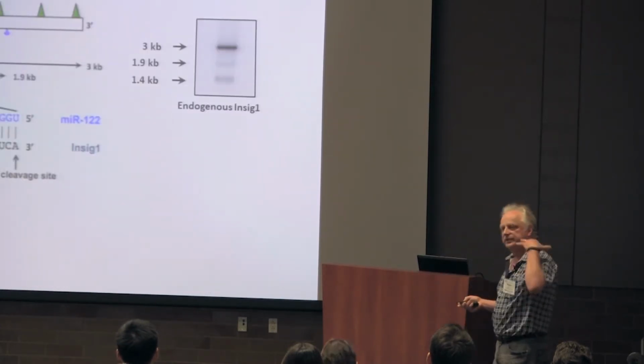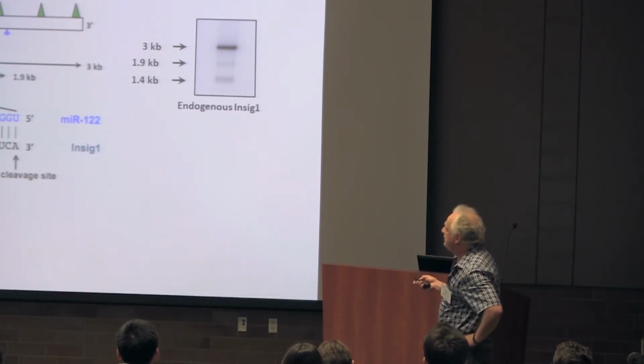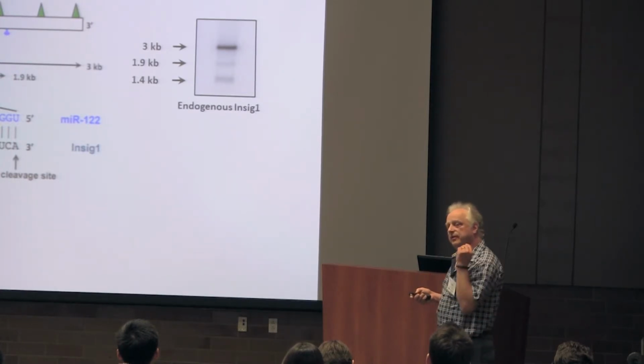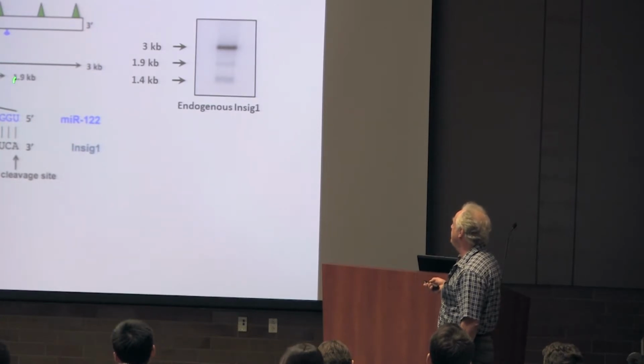I don't want to go through the data, I just want to summarize to you what we found. We found that INSIG1 is made in 3 forms, and the forms only diverged in their 3' non-coding regions. So you make a 1.4 kb, a 1.9, and 3 kb in sequence form.